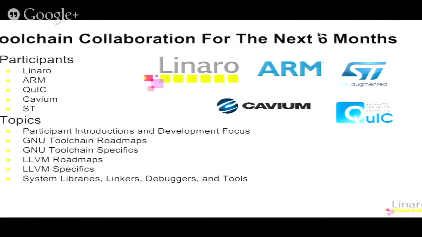All right, so I'll start. We're going to use a round robin approach. I have a few slides. I'm going to introduce the team and discuss the topic. We just discussed a little bit about how this is going to work. We're going to go through introductions of each of the people here and what their development focus is for their organization. Talk about GNU Toolchain, roadmaps and specifics, LLVM roadmap and specifics, and then also system libraries, linkers, debuggers, and tools. So participating here today, we have representatives from Linaro, ARM, Qualcomm, Cavium, and ST.